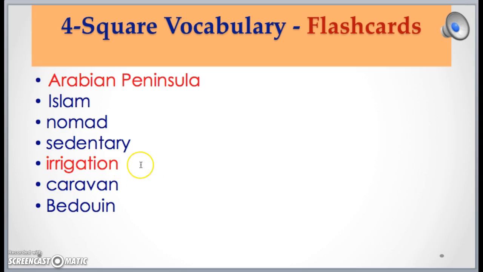The vocabulary that you will interact with: Arabian Peninsula, Islam, nomad, sedentary, irrigation, caravan, and Bedouin. Notice that Arabian Peninsula and irrigation are two words that are a different color. Those two words you will need to include in your summary of your presentation. So make sure that those are included in the presentation.